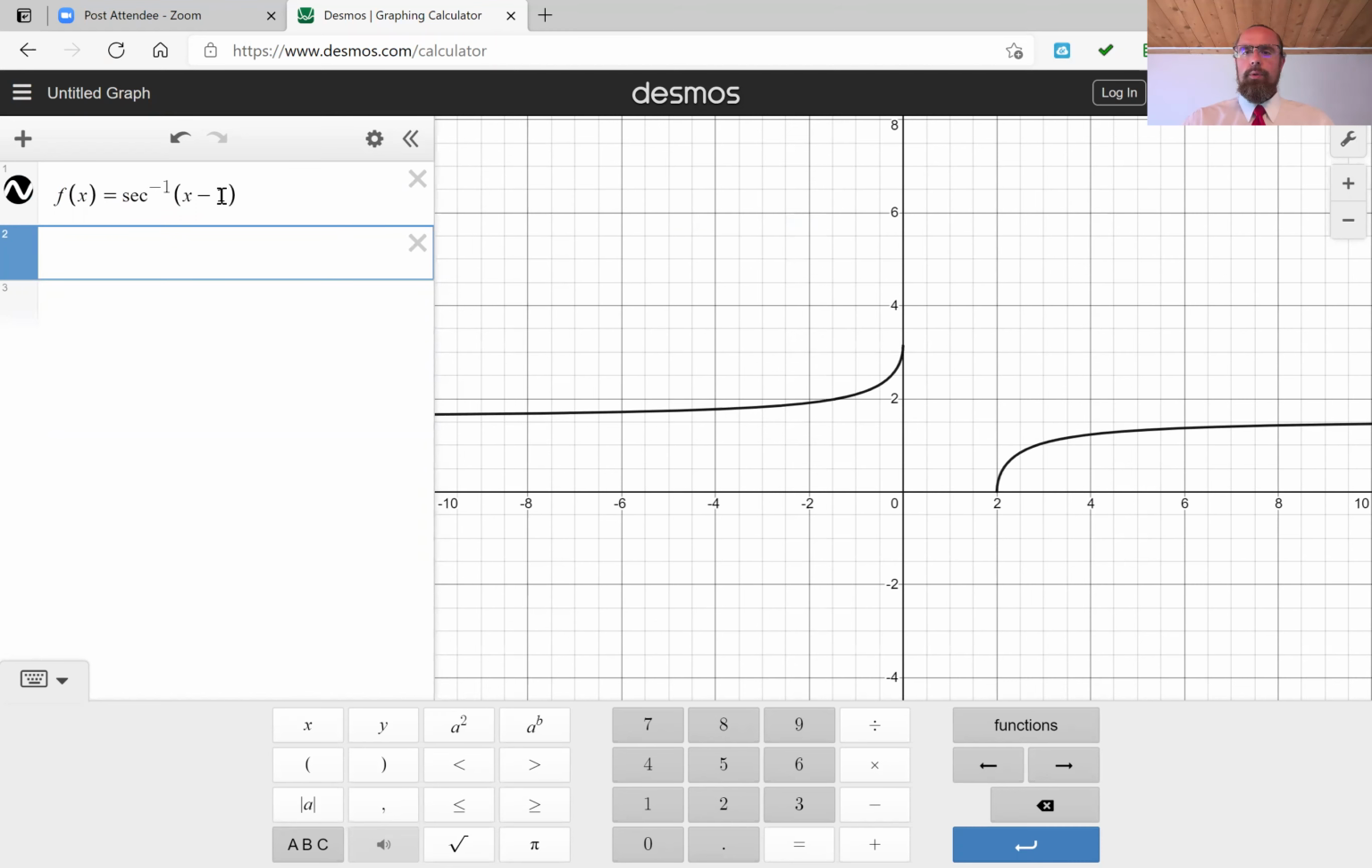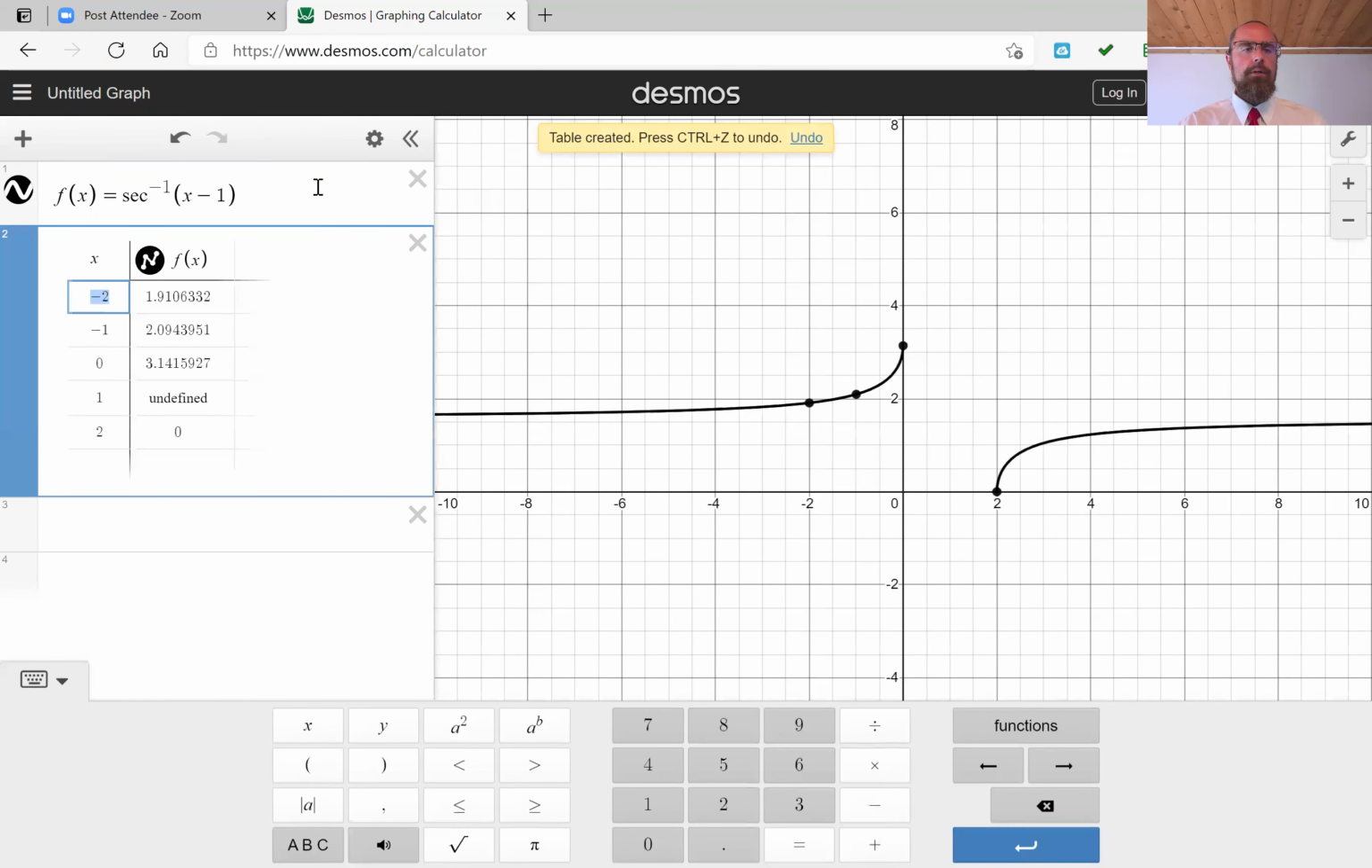Again, we have what looks to be only a fragment of the original graph. Remember, secant has infinite U curves or A curves across the domain. This is much more restricted. So let's investigate by finding a table. As we can see, this function's a little different. It continues to negative infinity on the left. It has a break here in the middle between 0 and 2. And then the whole graph continues to the far right to positive infinity.